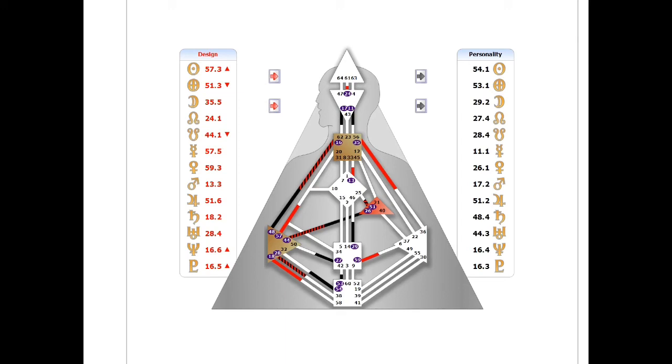He also has the gate 57 in Mercury in his design side. Now, we already see that the gate 57 was a theme in his life, because we see that it's featured in his unconscious sun as well as his unconscious Mercury. So we know that for him, intuition was a huge component of who he was. So he would have been able to communicate his intuitive thoughts about what was going on, and the hits he was getting on the future. He would have been able to communicate that to people.